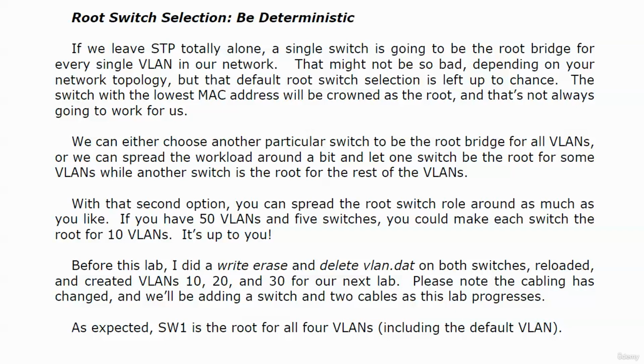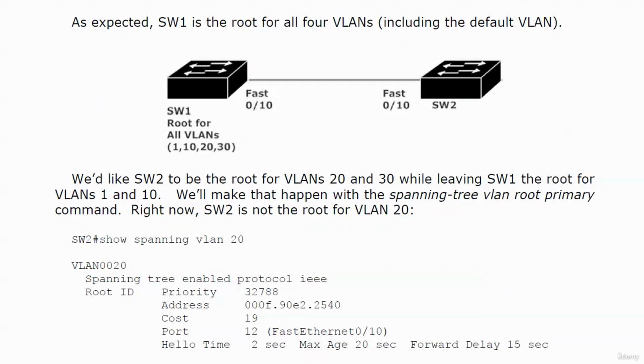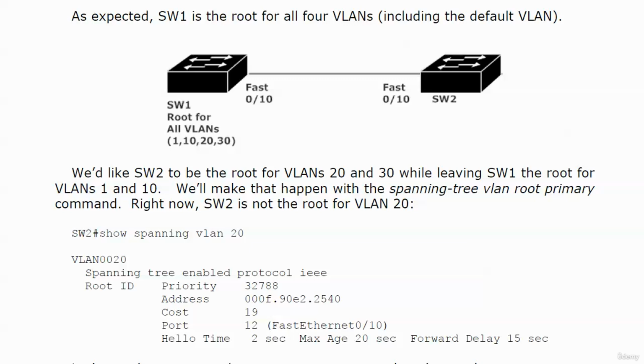Now, before this lab, I did a write erase, deleted vlan.dat, and created 3 other VLANs, 10, 20, and 30 for our next lab. One thing I do want to point out, make sure you note that the cabling has changed, and we're going to be adding a switch and 2 cables as this lab progresses.